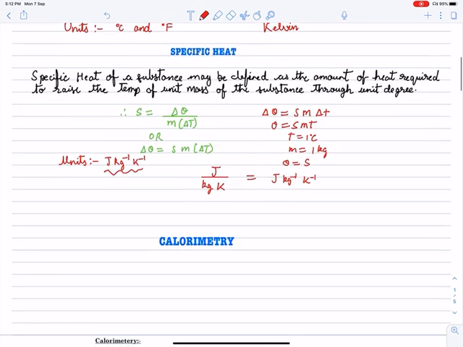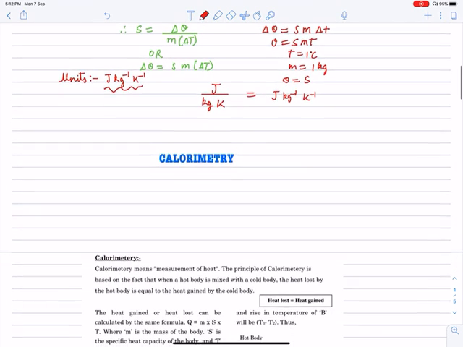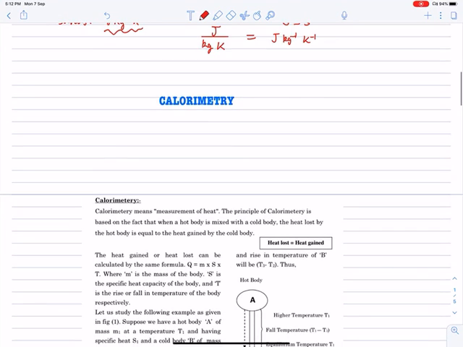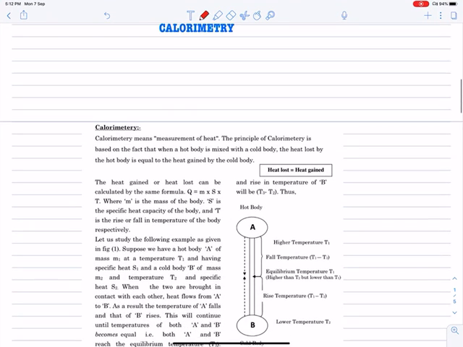So now we will go to our main topic, that is calorimetry and the numericals based on this. Firstly we read the definition. What is calorimetry? Calorimetry means measurement of heat. Like you measure the temperature by a thermometer, so how do you measure heat? Heat is measured by calorimetry.